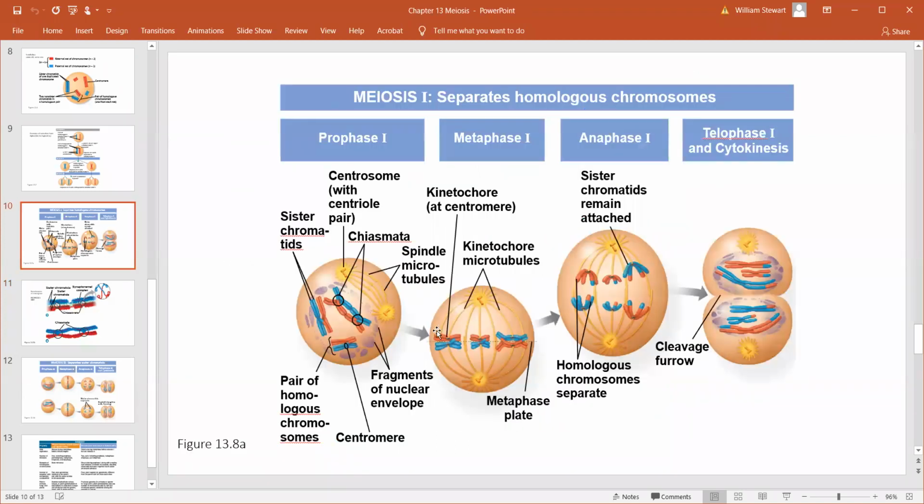Now, the rest of it is very similar to what we had in mitosis. See how the chromosomes are all lining up on the metaphase? Metaphase 1, still have a kinetochore, still have spindle fibers attached. Anaphase, the spindle fibers are going to shorten. Now, here's key. Put a star here. Anaphase, homologous pairs of chromosomes separate. Say it again. Homologous pairs of chromosomes separate.